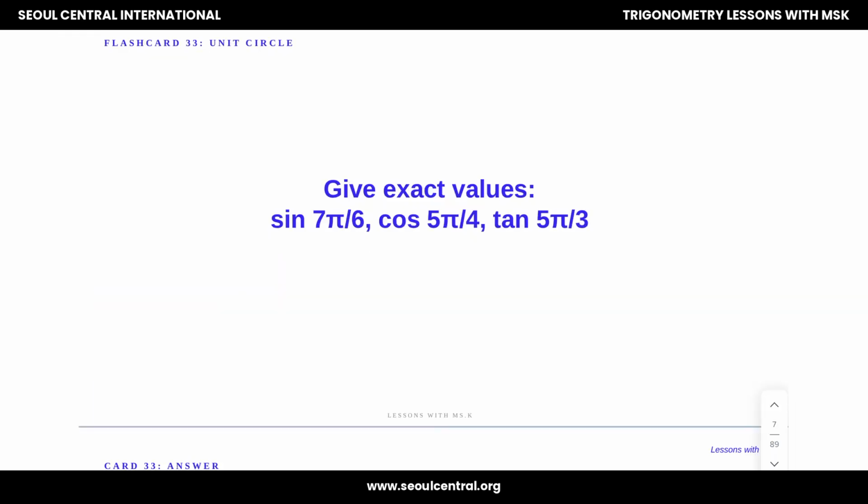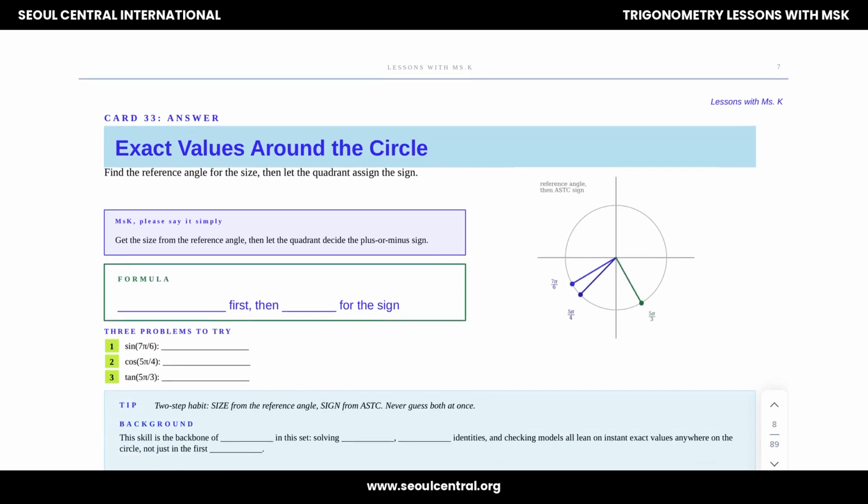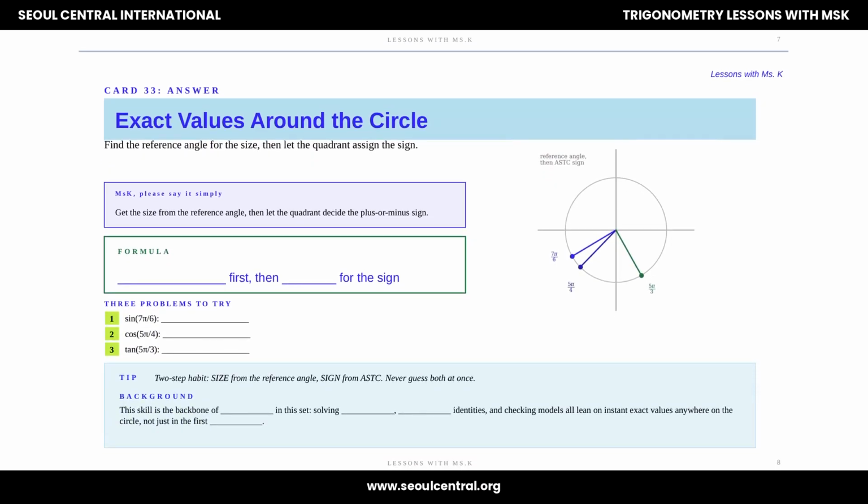Flashcard 33. Give exact values. Sine of 7 pi over 6, cosine of 5 pi over 4, and tangent of 5 pi over 3. Exact values are on the circle. First, find the reference angle for the size, then let the quadrant assign the sign.